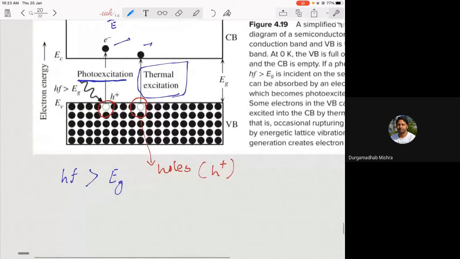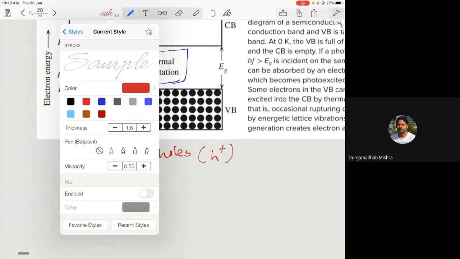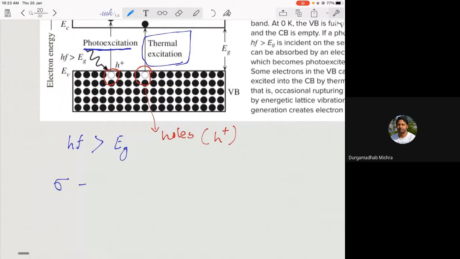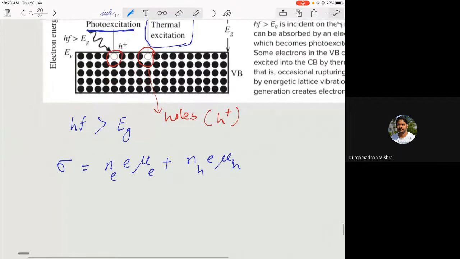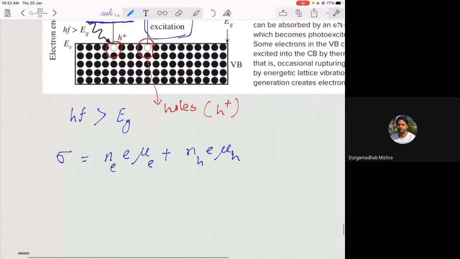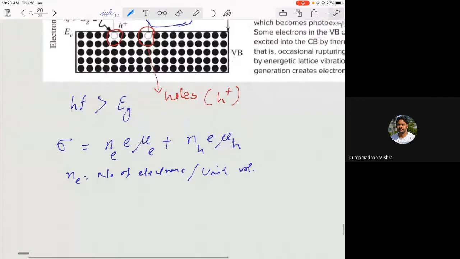Now, since you have electrons which also contribute to conductivity, you also have holes which also contribute to the conductivity. So the conductivity for a semiconductor, as we saw earlier, is σ = Ne e μe + Nh e μh. Electron and hole both have the same charge. Ne is the number of electrons per unit volume, or number of conduction electrons, and Nh is the number of holes per unit volume.